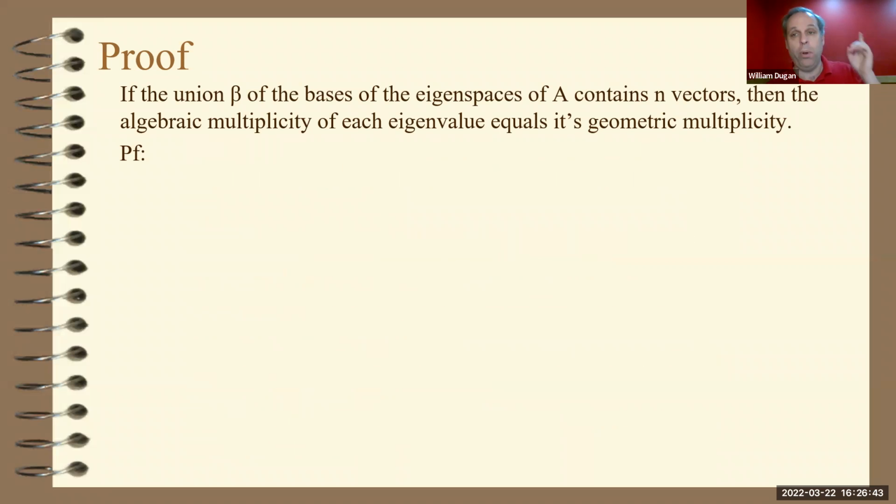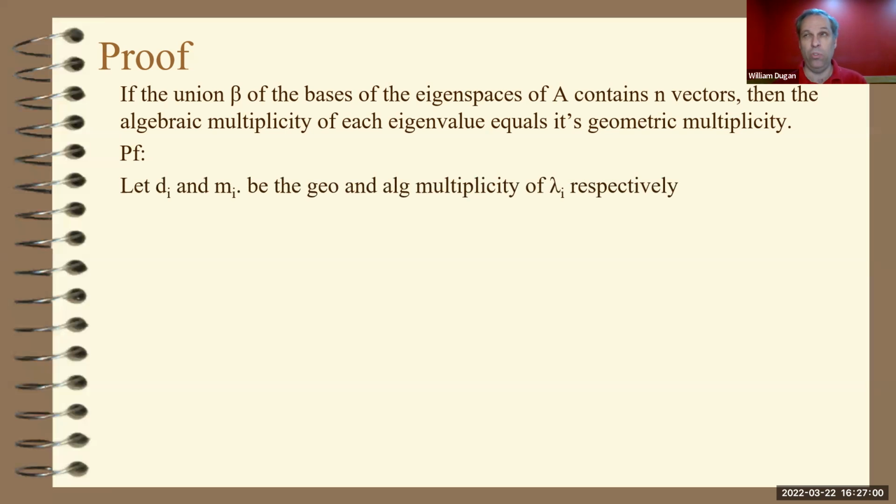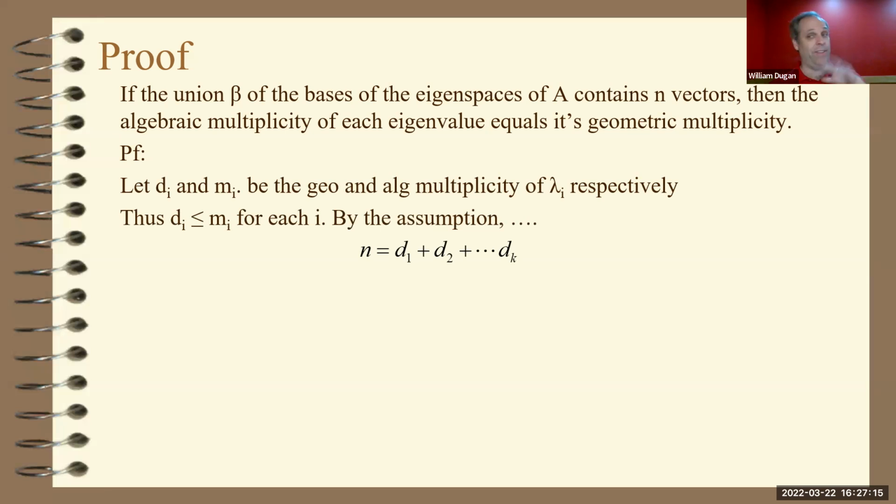Let's suppose that the union of the bases of the eigenspaces contains n vectors. Then I'll show you that the algebraic multiplicity of each eigenvalue has to equal the geometric multiplicity. This is just a matter of counting things correctly. Let's suppose d sub I and m sub I are the geometric and algebraic multiplicity of the eigenvalue lambda sub I, respectively. From a theorem I've already mentioned, which we're not proving, for every I the geometric multiplicity is no more than the algebraic multiplicity. So d sub I is no more than m sub I.